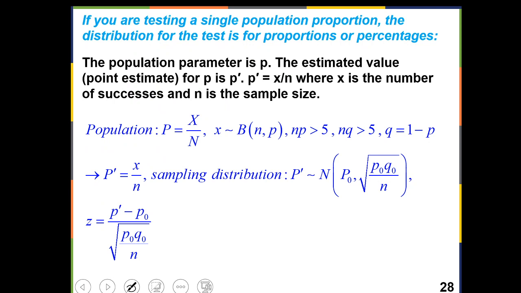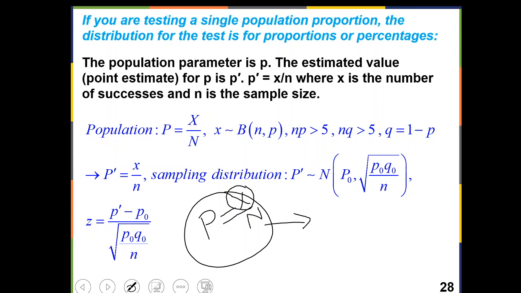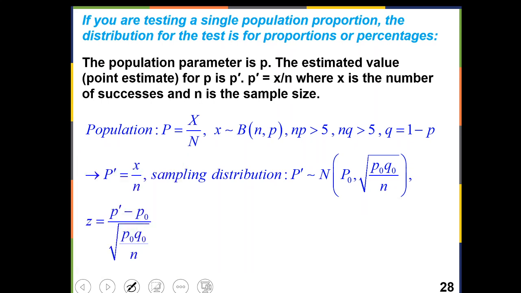All right. So if you're testing a single population proportion, so if we're talking about p in the population, we know p is x over n. So basically x is going to be binomial, just like chapter 8. X is binomial, and if you divide it by n, then basically you have to divide the mean of the binomial and the standard deviation of the binomial by n when you take a sample, and that would give us the mean and the standard deviation of the p primes. We talked about that in chapter 8, so we're going to use it again here.